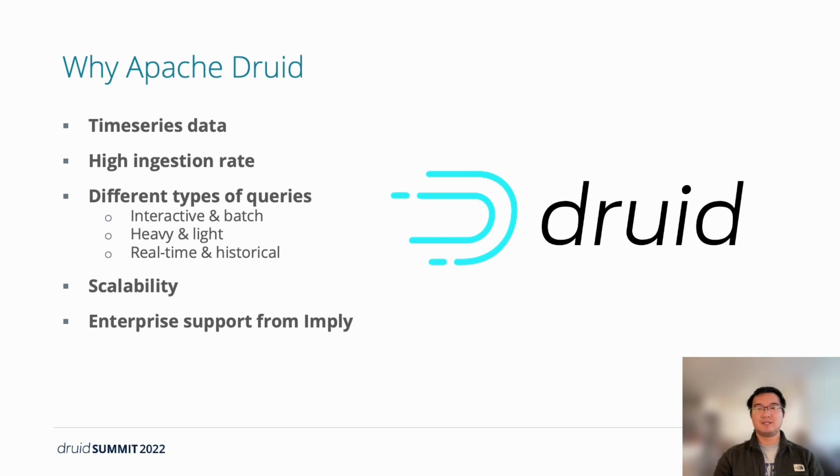Some queries are heavy and need to query millions of rows. Some are light and only query a few configurations. Some need to query the latest data and some query older data. And with more data coming in, we need to efficiently scale. Druid has a distributed architecture, so it's easy for us to scale. As ingestion rates go up, we can add more middle managers and historicals. As more queries come in, we can add more brokers. Finally, Druid has enterprise support from Imply, which gave us a lot of help in the past few years.